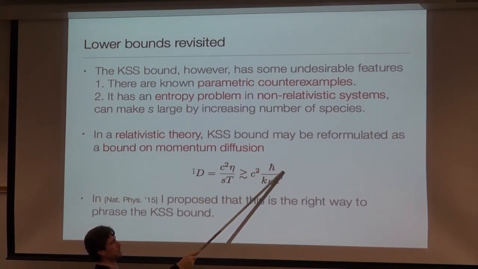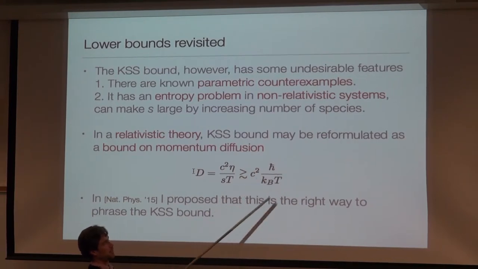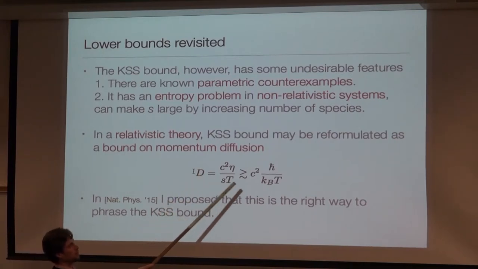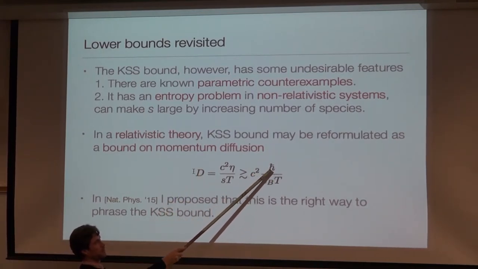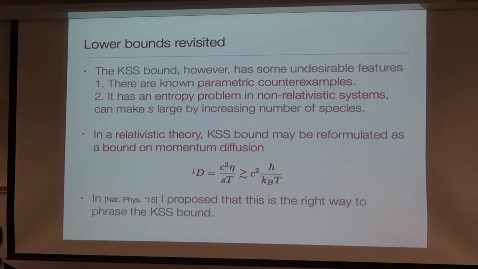So there's a c squared, and then the time is h bar over k_B T. And so now I want to propose that this is the right way of thinking about this bound, okay? So as a bound on diffusivity, that diffusivity is bounded by a velocity squared times this h bar over k_B T time. So I've just reformulated what they wrote for relativistic systems, okay? But now we're going to think about what this speed means.